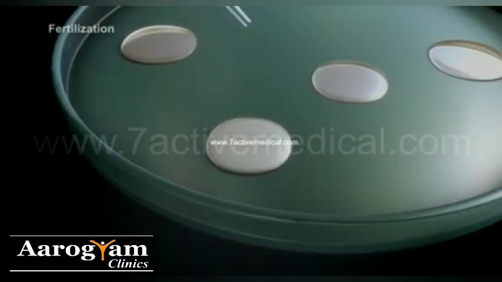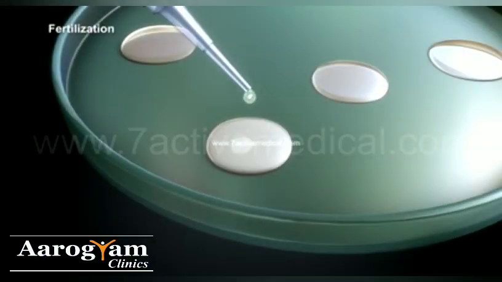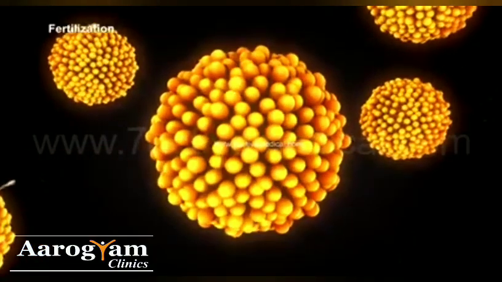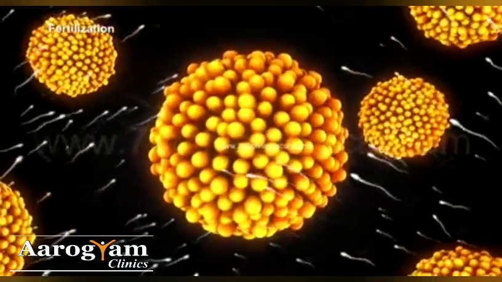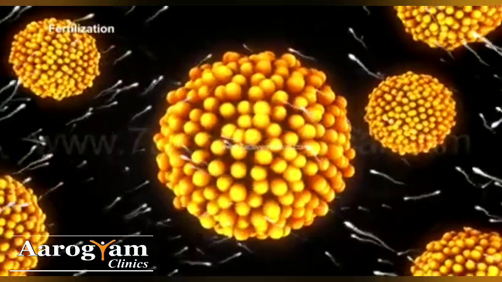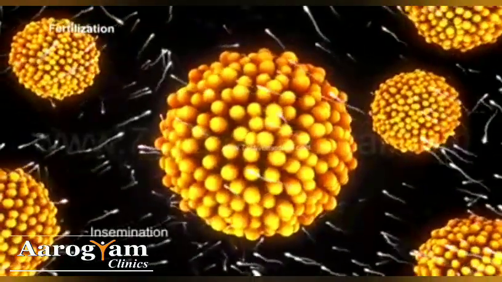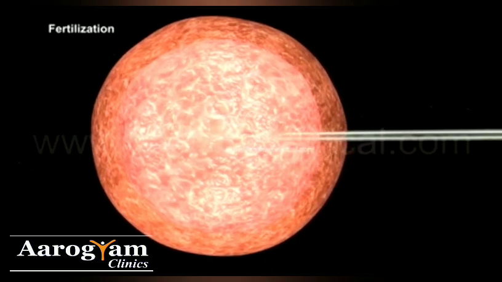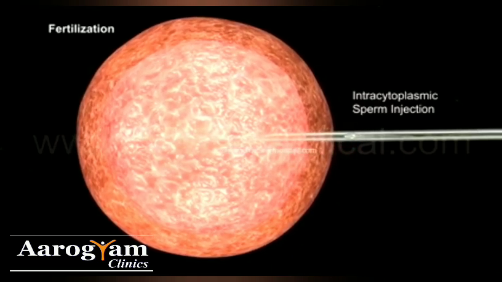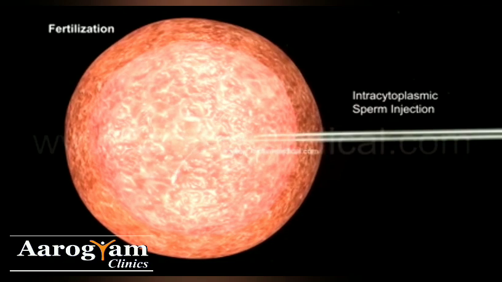Fertilization. In this stage, the eggs collected are immediately transferred to a lab, where the healthiest ones are mixed with several sperm through a process known as insemination, or through the direct injection of a sperm into the selected egg, a process known as intracytoplasmic sperm injection.